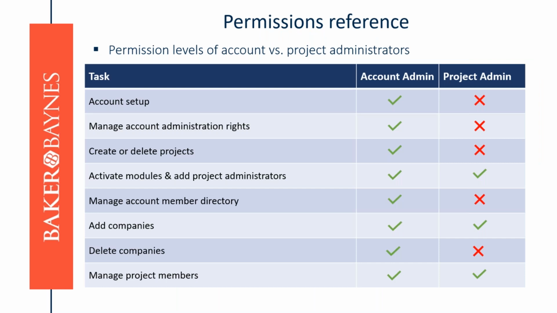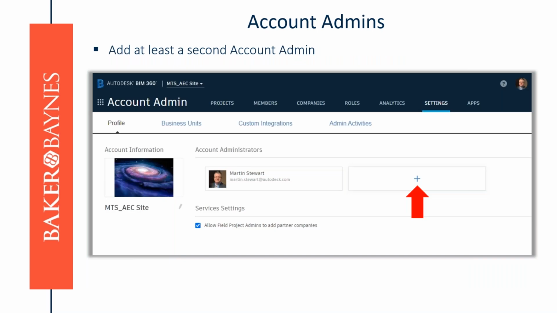So if we look at the next chart, this is a list of comparison between the various tasks and functions of the account admin and the project admin. Note, for instance, that the project admin cannot delete companies or projects. Looking at account admins, it is advisable that you add a second account admin, and that's quite important for practical reasons, should one account admin not be available. You can do this in the account admin module under settings by clicking the add tab as shown here and then start entering the person's email address.